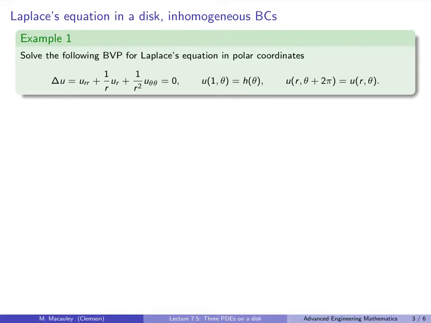Our first example is Laplace's equation. So let's solve the following boundary value problem for Laplace's equation in polar coordinates. Laplacian of u equals 0, and now we have these two boundary conditions. This is the first one that tells us what the temperature is along the boundary of the disk. So we have a disk like this, and suppose that the temperature is something non-uniform along the boundary. This, of course, is going to project down onto the boundary like this.